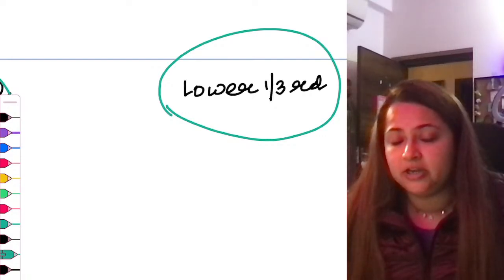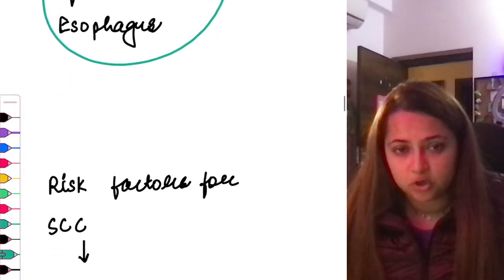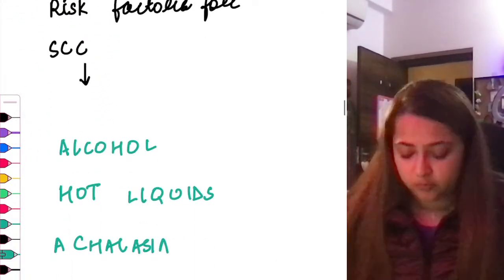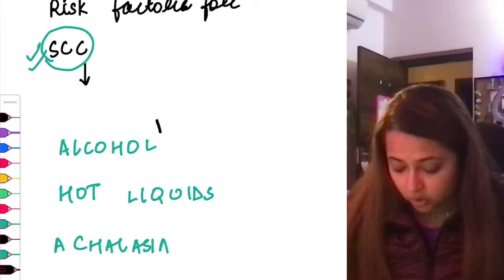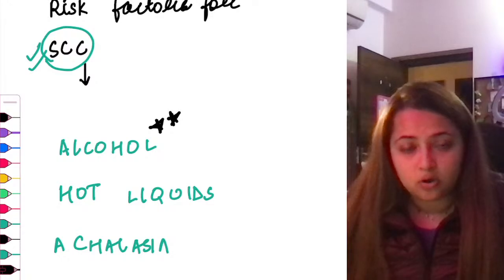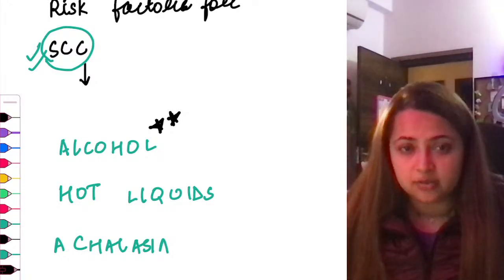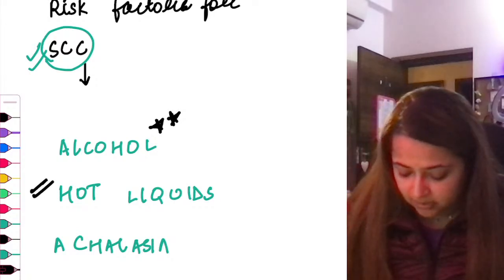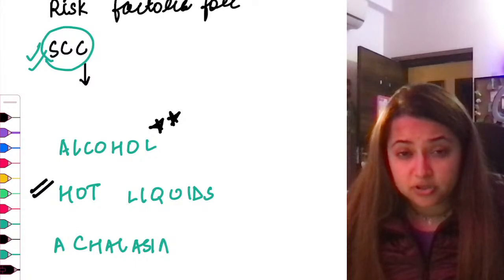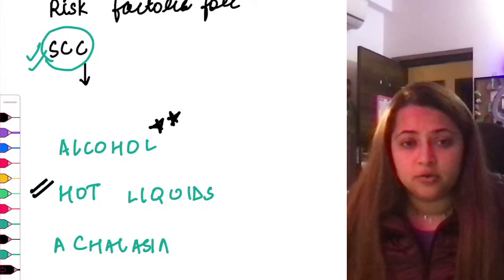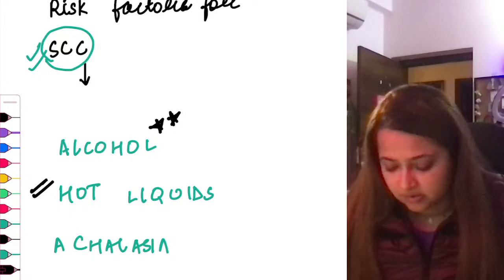How would you get to know which variety of esophageal carcinoma it is? Based on a few points we would be talking about here. What are the risk factors for squamous cell carcinoma of the esophagus? This is also a very, very important point. Alcohol. If someone is consuming alcohol for a long time, this increases the risk of squamous cell carcinoma of the esophagus. Similarly, if someone is consuming very hot liquids, the risk of squamous cell carcinoma of the esophagus increases.